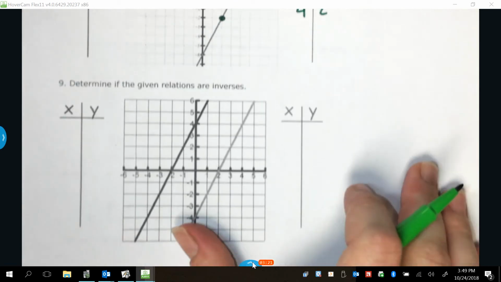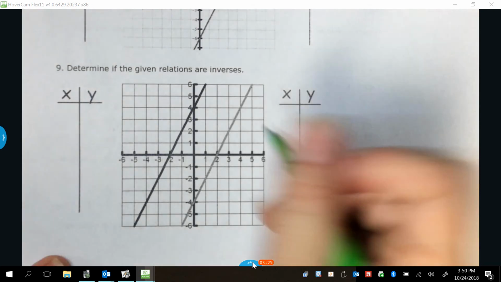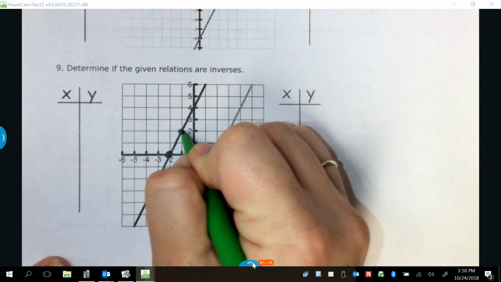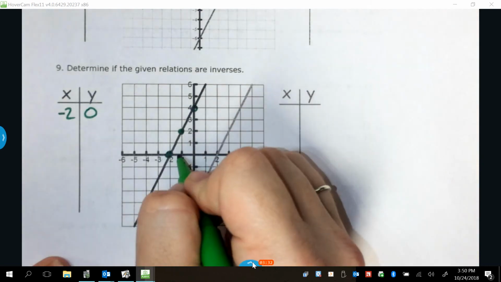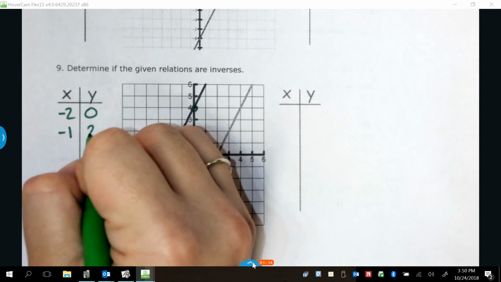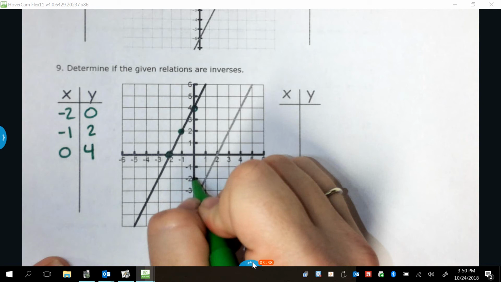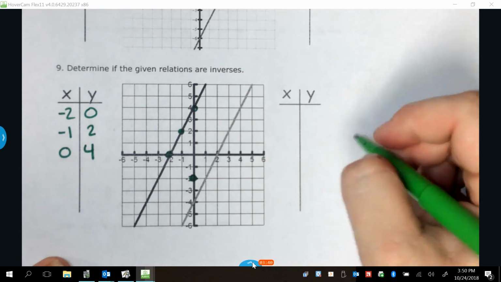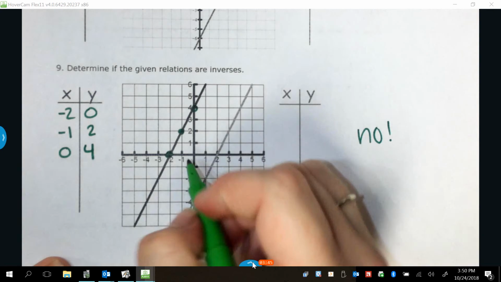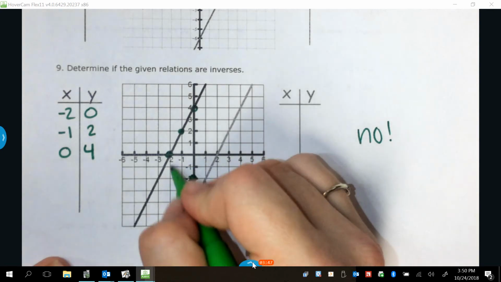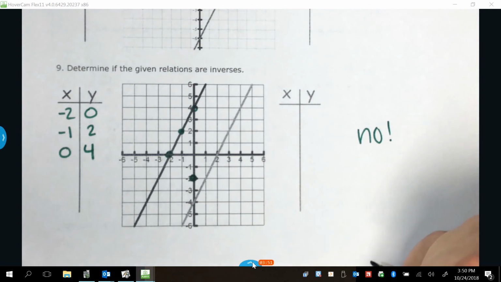Looking at number 9. Determine if the given relations are inverses. So let's find a couple pretty points. Here's one, here's one, here's one. So this is negative 2, 0. This is negative 1, 2. And this is 0, 4. So this should have 0, negative 2. Does it hit that point? No. So right away, I know this is not an inverse. Okay? Because at negative 2, this graph is way down here. We don't even know. Therefore, this is not an inverse.